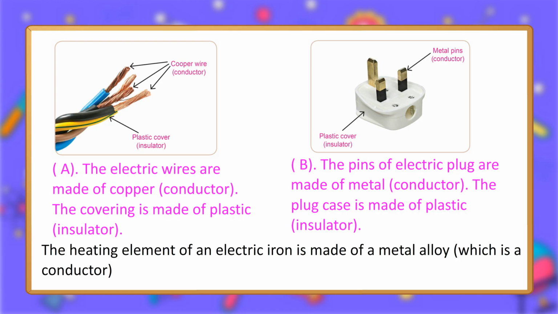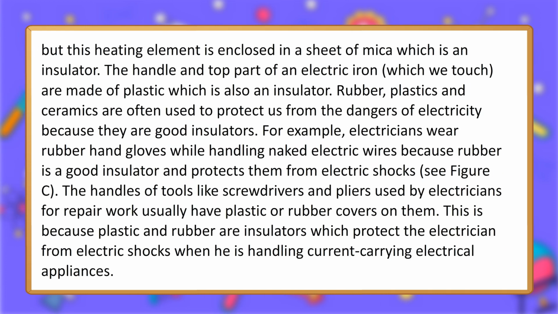The heating element of an electric iron is made of a metal alloy, which is a conductor. But this heating element is enclosed in a sheet of mica, which is an insulator. The handle and top part of an electric iron, which we touch, are made of plastic, which is also an insulator.